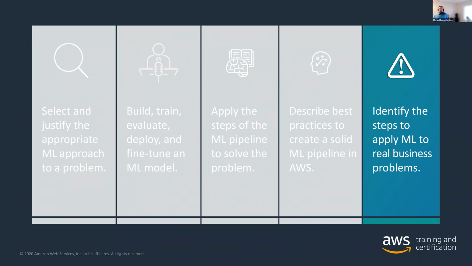And then identifying the steps to apply ML to real business problems, like how do you tune? How do you feature engineer? How do you do some data augmentation? Although there's not a lot of data augmentation in here. It's like, how do we do the feedback loops in order to make sure that we're applying it to real business problems?